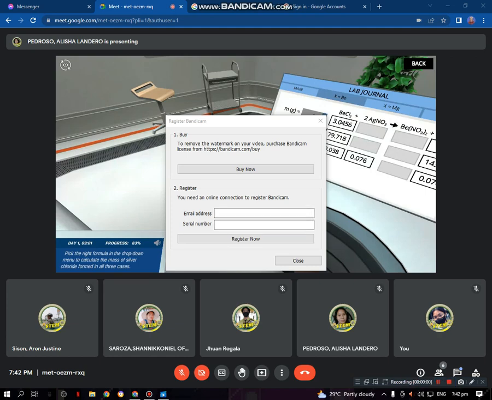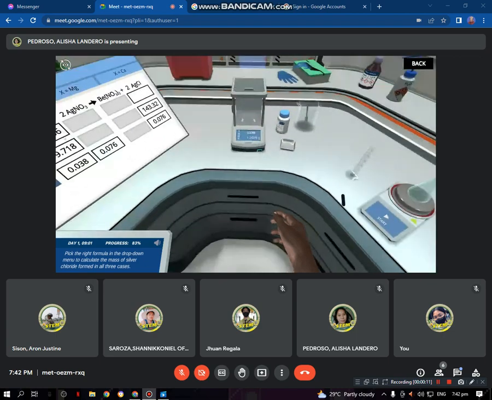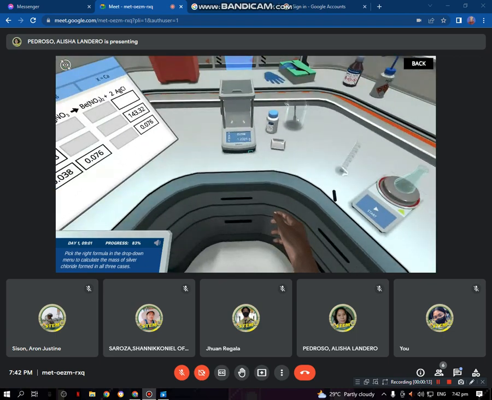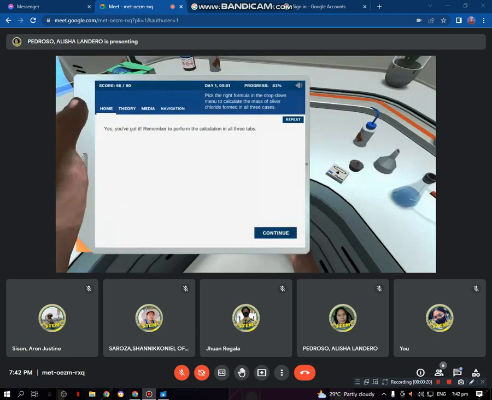The mass of silver chloride created from beryllium chloride is equal to 10.95 grams. The mass of silver chloride created from magnesium chloride is equal to 9.17 grams, and the mass of silver chloride created from calcium chloride is equal to 7.87 grams. Yes, you've got it. Remember to perform the calculation in all three tabs.